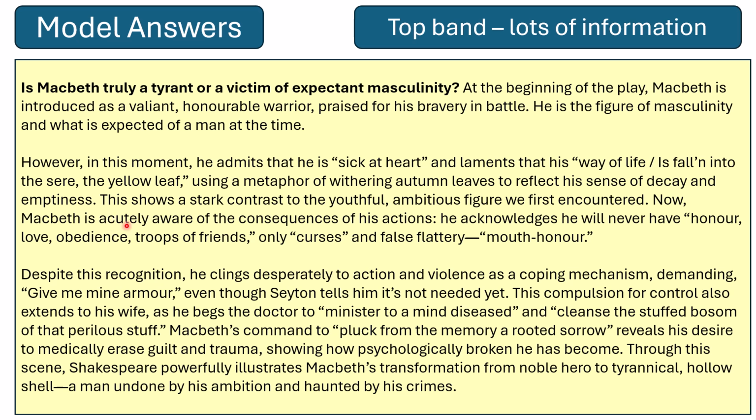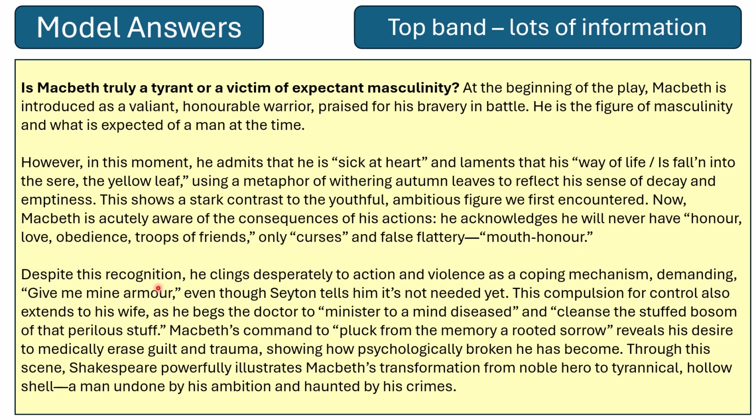Explanation. Still continuing with the explanation. This shows a stark contrast to the youthful, ambitious figure we first encountered, so we're referencing change. Now Macbeth is acutely aware of the consequences of his actions. He acknowledges he will never have honour, love, obedience, troops, or friends. Only curses and false flattery, which is mouth honour. That's what that means. So people giving him mouth honour but not actually protecting him or giving him true compliments, essentially. It's like being two-faced.